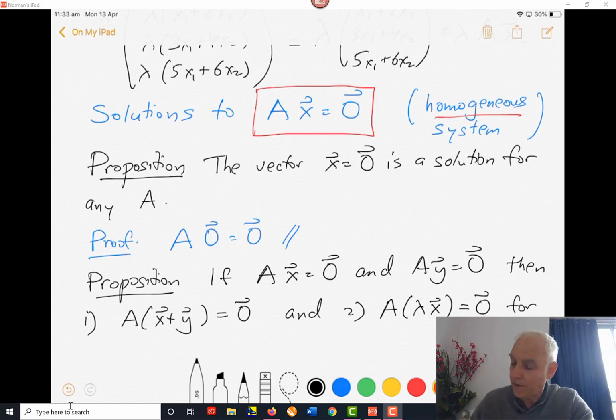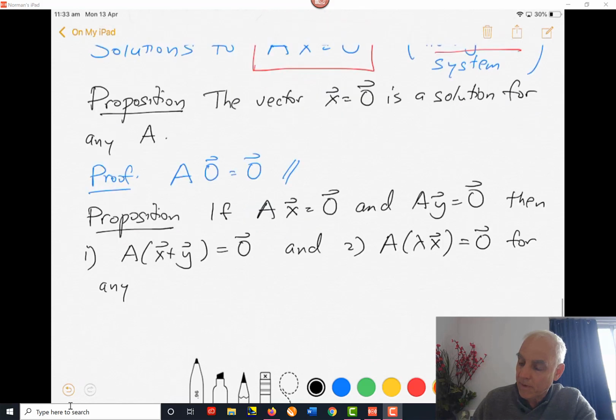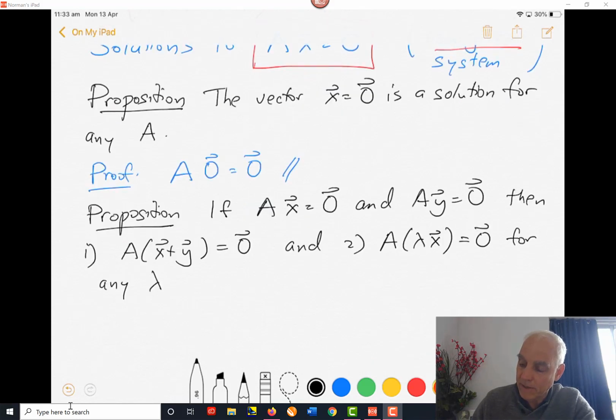This one for any lambda in our scalar. Okay, so what's the proof of this?